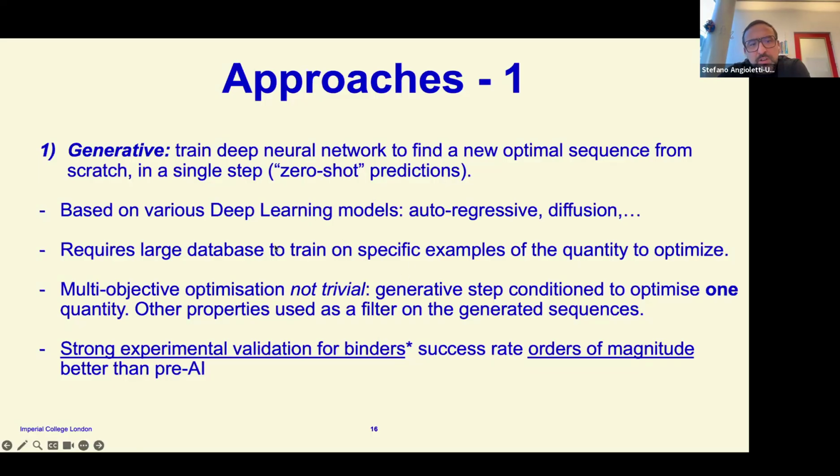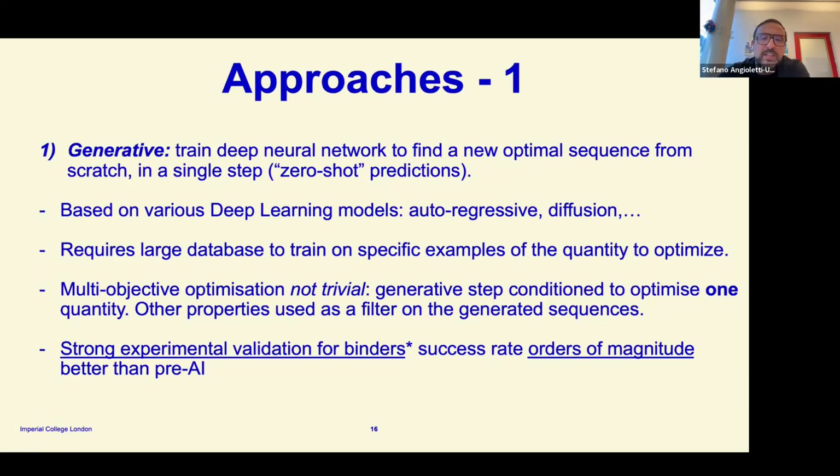Now, in order to train a generative model, you typically need quite a large database with specific examples of the quantity that you need to optimize. What do I mean by that? What I mean is that if you want, for example, to design a protein binder, you need to have a large database of proteins that bind to a specific target. If you have that large database, then you would be able to train your generative model.